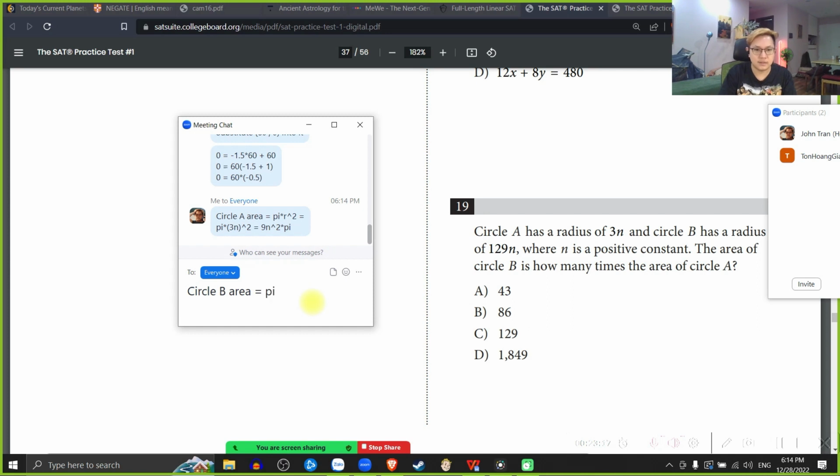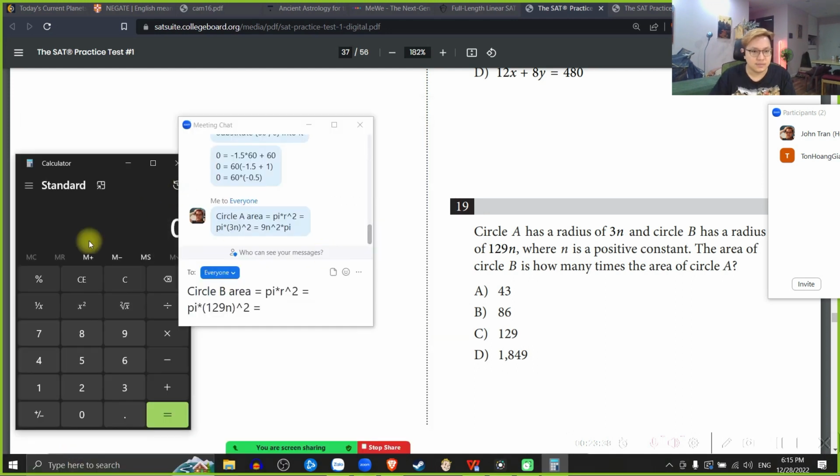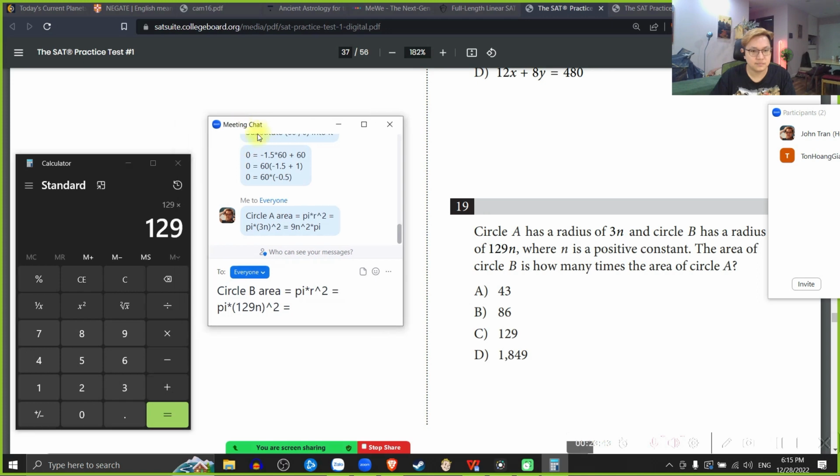equals pi times r squared, which is also pi times r here. It's 129n, and then square it. So you have, where's my calculator? Okay, so 129 times itself, you should have 16,641 n squared, and then times pi.